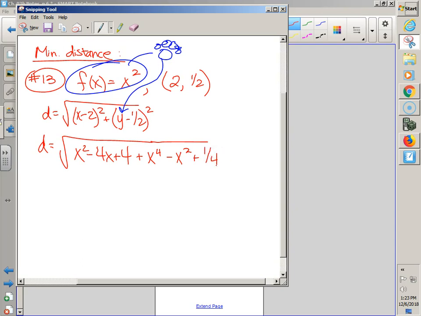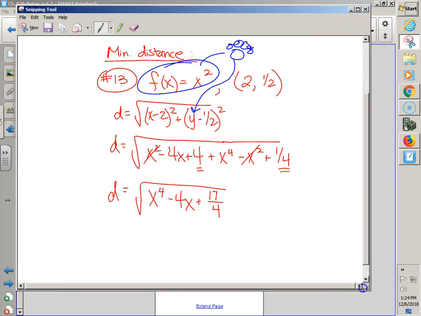Ugh. That's right, I still love myself. Cross off the x squareds. Simplify the 4 plus 1/4. 16/4 plus 1/4 is 17/4. So x to the 4th, descending order, minus 4x plus 17/4 is my d. What am I supposed to do with him? Derive, because I'm looking for critical numbers, right?